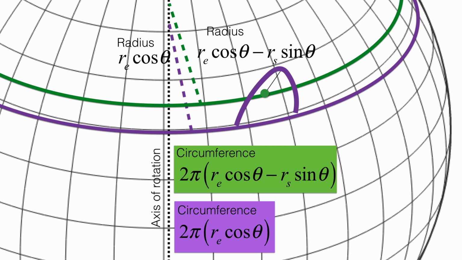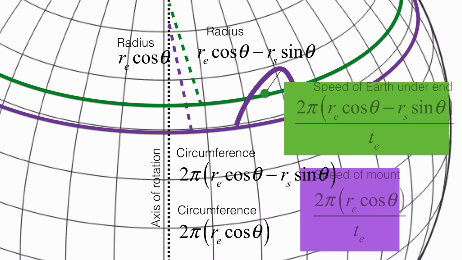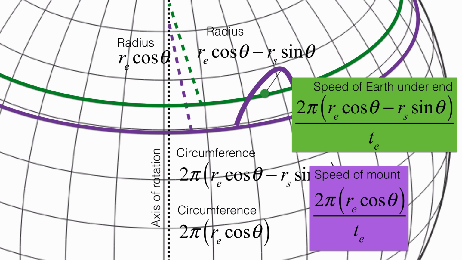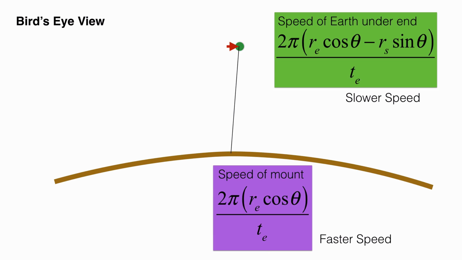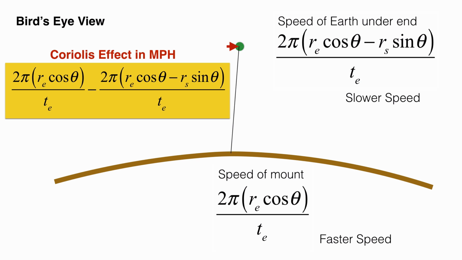Now to be more exact, we're not going to use 24 hours for the turn of the Earth. We're going to use just a variable, or I should say a constant, t sub e, the time it takes the Earth to turn once, which is approximately 24 hours. But this is going to make our values much more exact. Again, we've got the slower speed in green, the faster speed in purple, so we're going to subtract faster minus slower to get the velocity of the Coriolis effect, which is represented by that red arrow. Remember, that green bob, the pendulum bob, is being deflected to the right. So there's the subtraction in yellow.